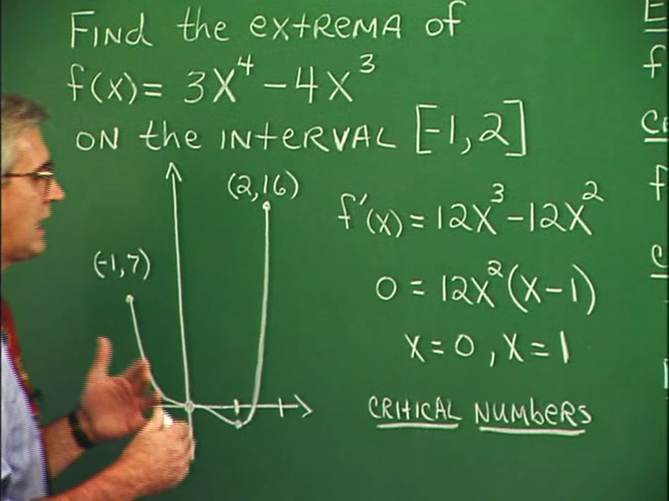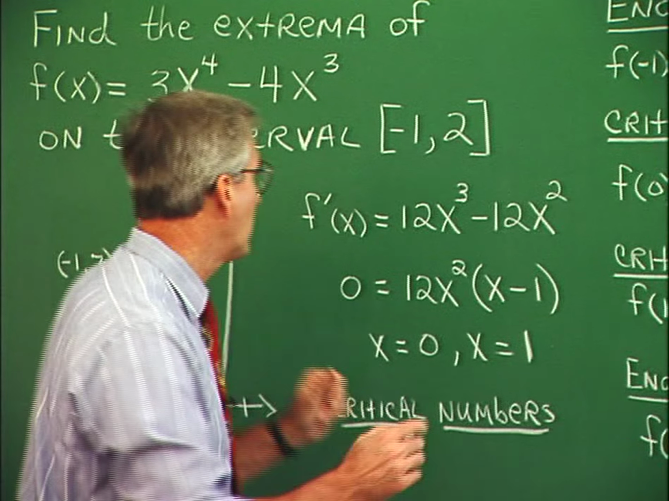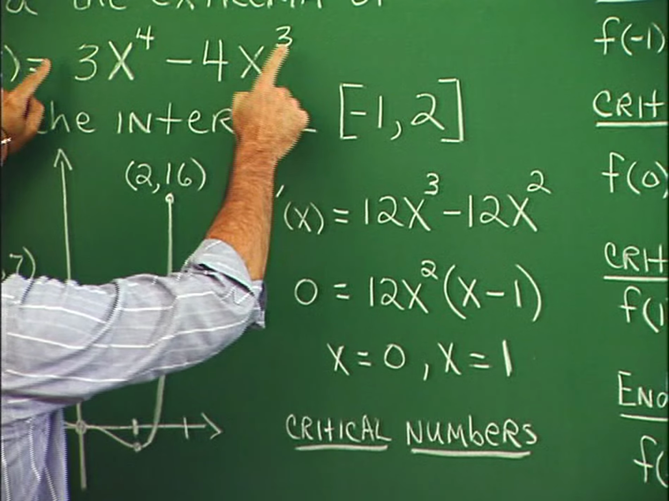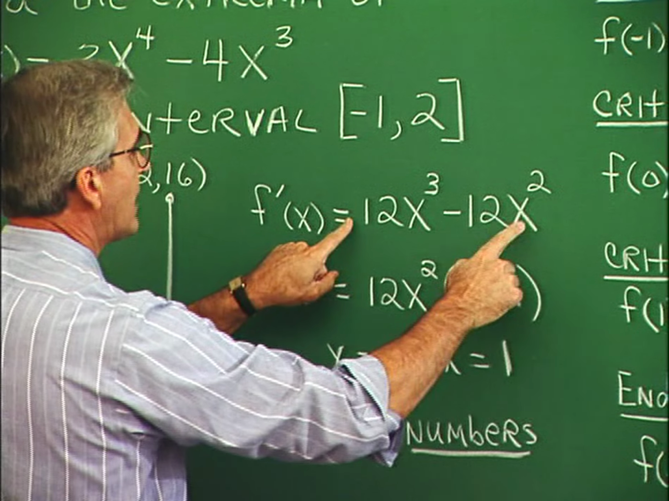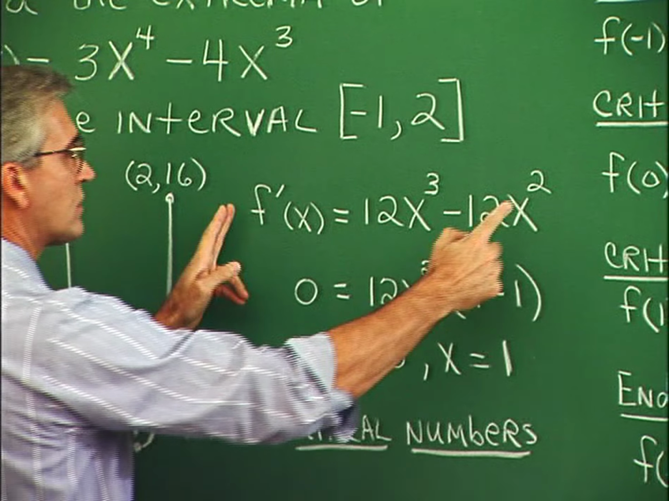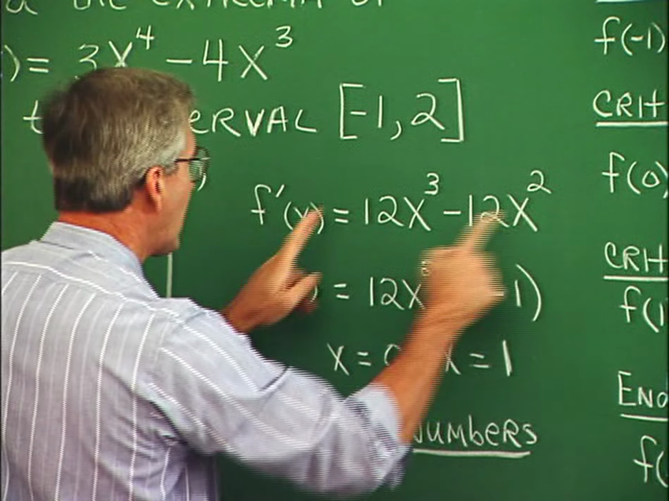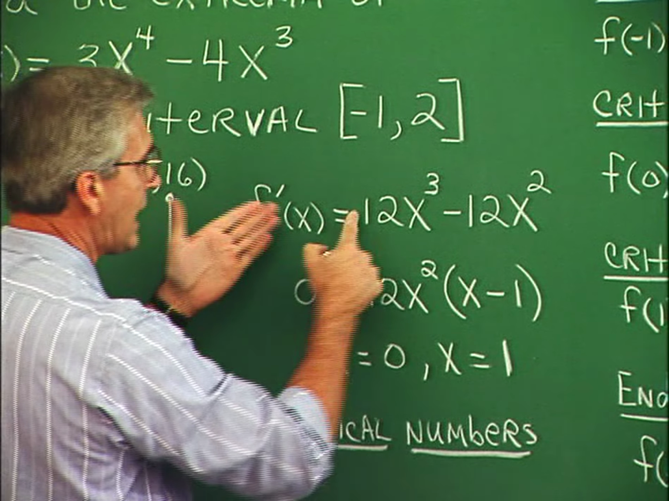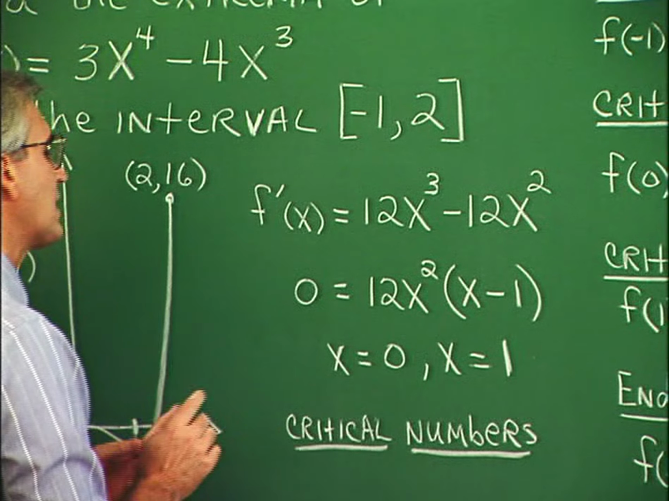We begin by identifying critical numbers, and we do that by finding the derivative. Okay, so here's our function, and we find the derivative using the normal method, and f prime of x is 12x cubed minus 12x squared. And now we want the zeros of this derivative function. That is, we set this expression equal to 0. It's kind of like y equals this expression. Let y be 0, and we get the zeros.